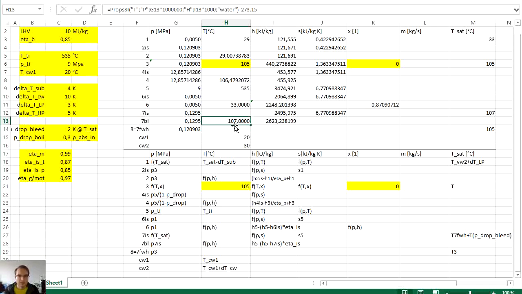And we can actually see that in this case the bleeding steam would be already in two phases. We have temperature same as saturated temperature. So we can have a look what the quality will be. Function remains the same.